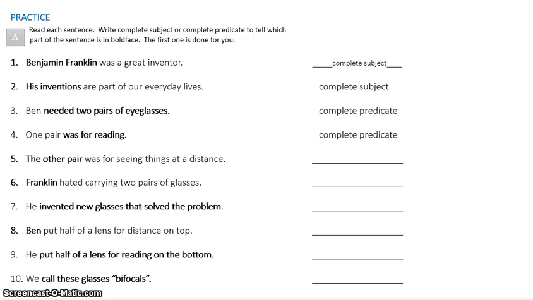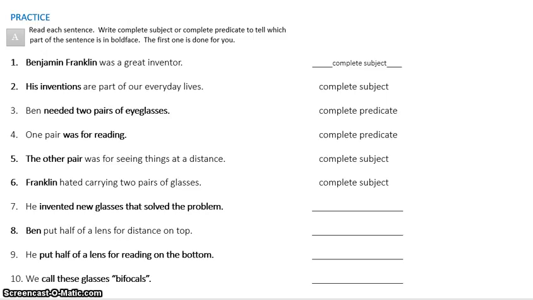Okay, let's look at number 5. It says the other pair was for seeing things at a distance. The other pair is in dark print, so that's the part we're talking about. And so it is the who or what the sentence is about, so you should have written complete subject. Number 6, Franklin hated carrying 2 pairs of glasses. Dark print is Franklin. Is that who or what the sentence is about, or is that the doing part of the sentence? In that case, it is what or who the sentence is about, so you should have written complete subject.